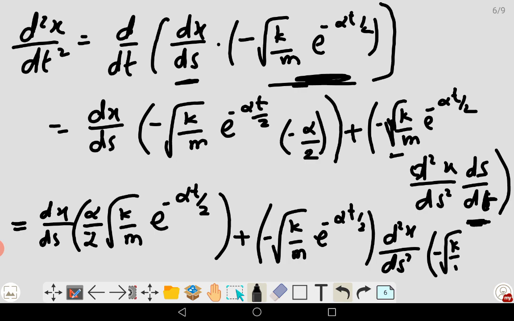Negative square root of k over m e raised to minus alpha t over 2. So in the second term, the negative root k will become positive root k, d square x by ds square, e power, the same term twice, isn't it? This term and this term is repeating. What do we have to simplify now? Multiply these two repeating terms and then simplify.